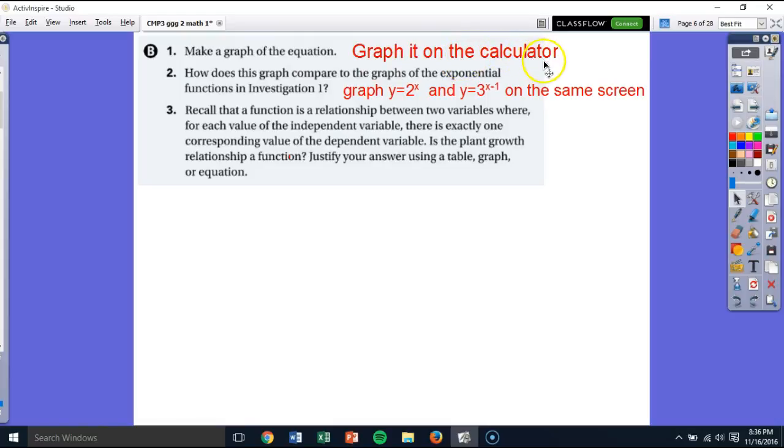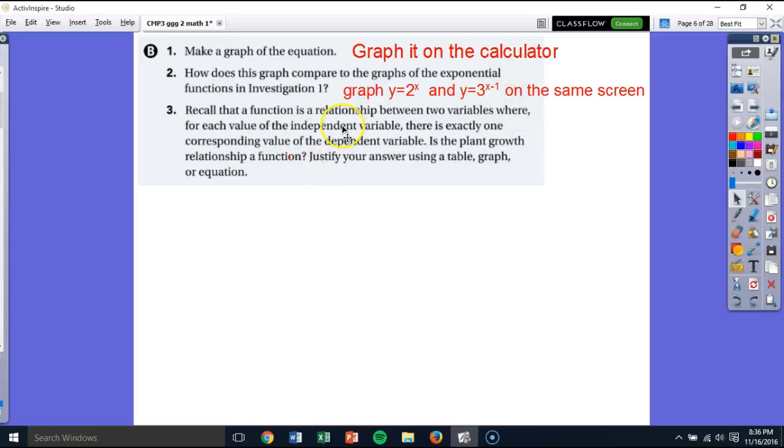If you don't know how to do that, Google it. Those are TI-84 graphing calculators, so see what you can find out about how to do graphs on those calculators. And then how does this graph compare to the graphs of the exponential functions in Investigation 1? So on the same screen as you've graphed your new equation, I want you to graph y equals 2 to the x power and y equals 3 to the x minus 1 power, all on the same screen so you can see how these graphs differ.